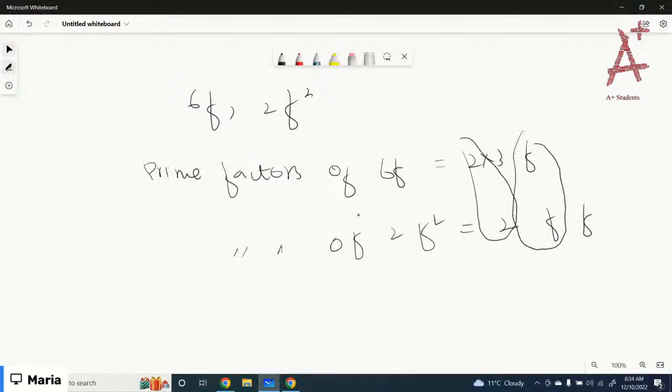Always the least power is the common one. Like here you have one f with exponent 1 and f with exponent 2. So the least one is always common. Like f is just common. So it would be 2f. Got it?